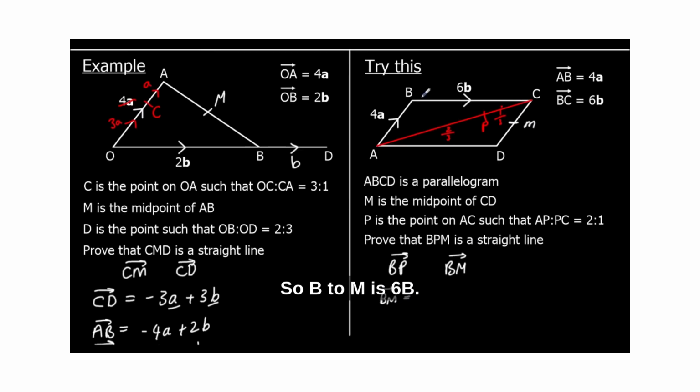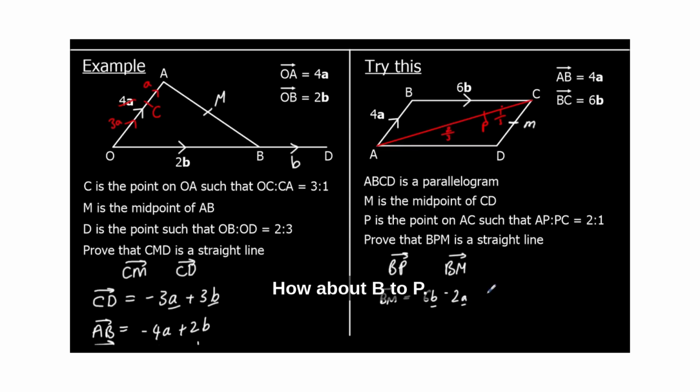So B to M is 6b and then minus 2a. So the opposite lengths of a parallelogram are equal. So A to B is 4a, so D to C must also be 4a. So B to M is 6b and then backwards 2a, minus 2a. So that's B to M.